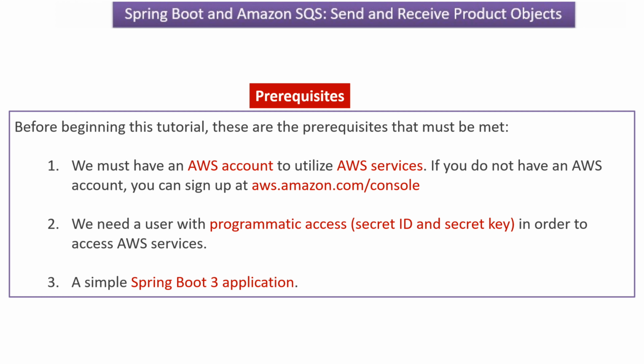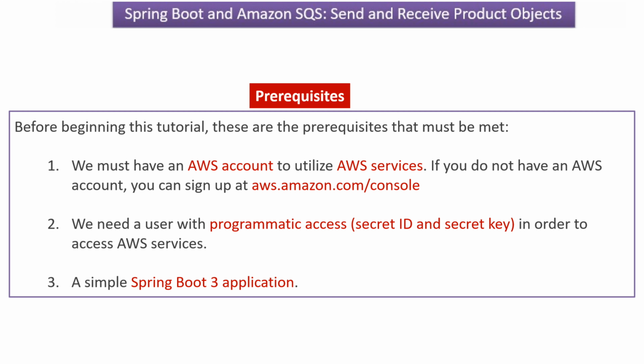Now we will see what prerequisites are needed. We must have an AWS account to utilize AWS services. If you do not have an AWS account, you can sign up at aws.amazon.com/console. We need a user with programmatic access in order to access the AWS services. How to create the user with programmatic access, I have explained in a separate video. You can get the video link in this video description.